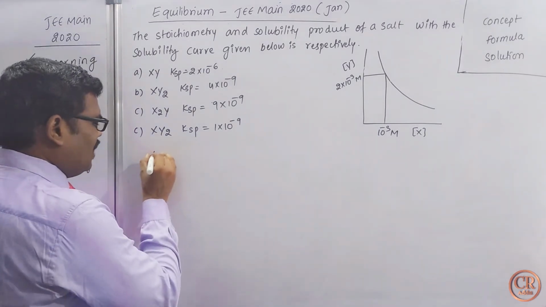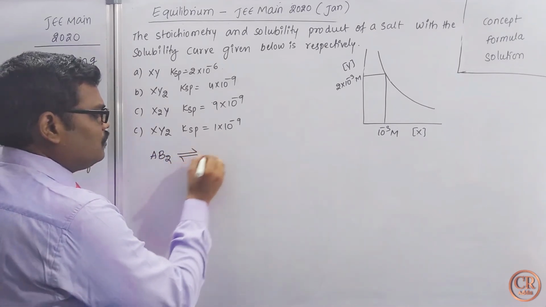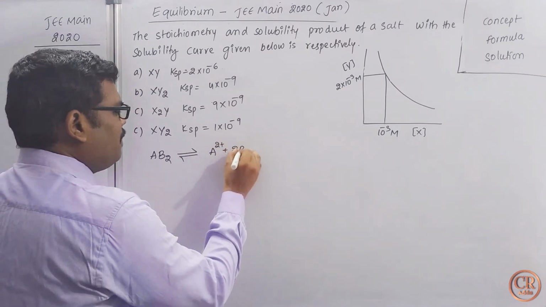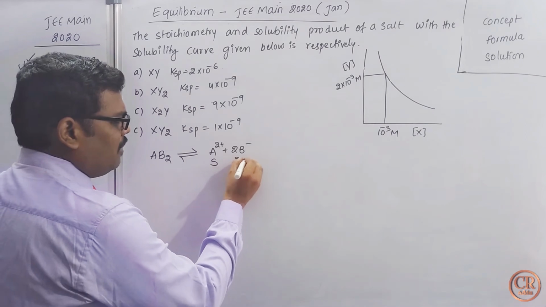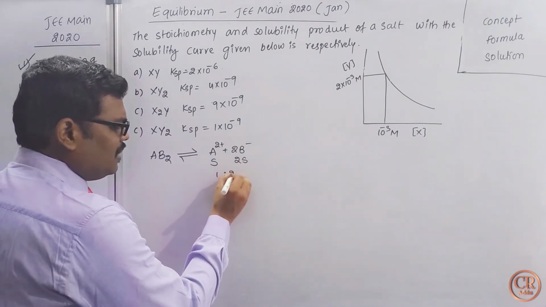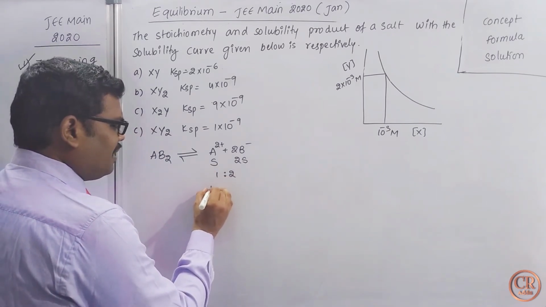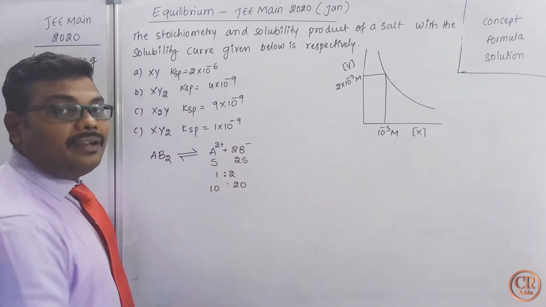Let us take one salt of type AB2. When this AB2 salt dissociates, it gives A2+ and 2B minus. If the solubility of A is S, the solubility of B becomes 2S. So what is the concentration ratio here? 1:2. Sometimes they will give it like this: this is 10 and it should become 20, because the ratio should be maintained here.